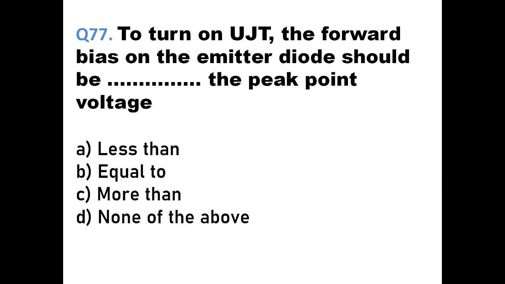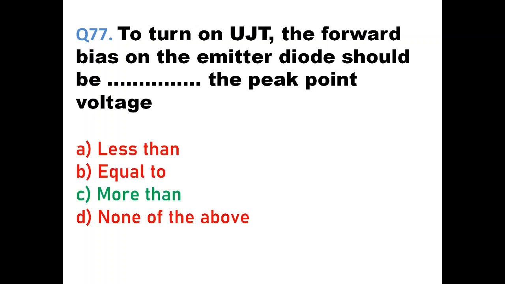Then we'll go to question number 77. To turn on UJT, the forward bias on the emitter diode should be dash the peak point voltage. If you see the graph of UJT, the x-axis shows current and the y-axis shows voltage. Initially you increase the emitter voltage, and the emitter voltage has to reach a certain point, the peak point. After it reaches and crosses the peak point, only then will the UJT turn on. So to turn on UJT, the forward bias on the emitter diode should be more than the peak point voltage.